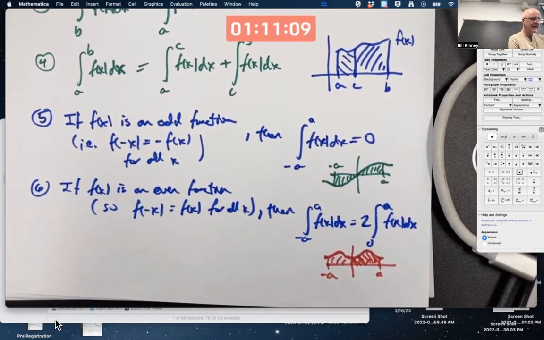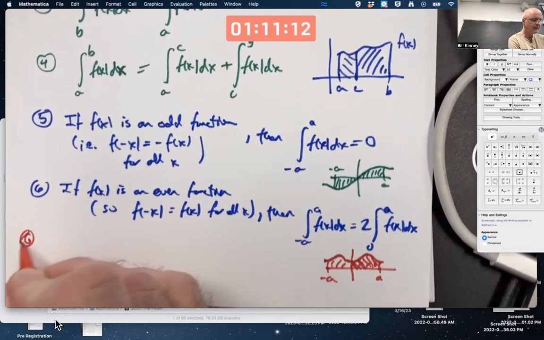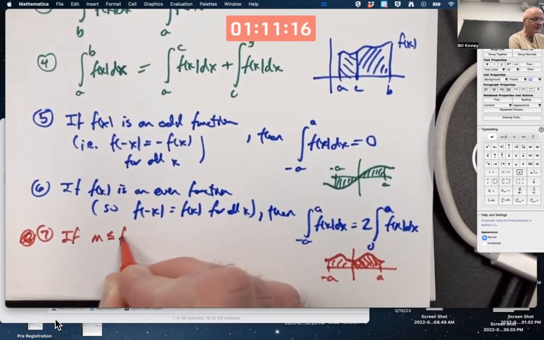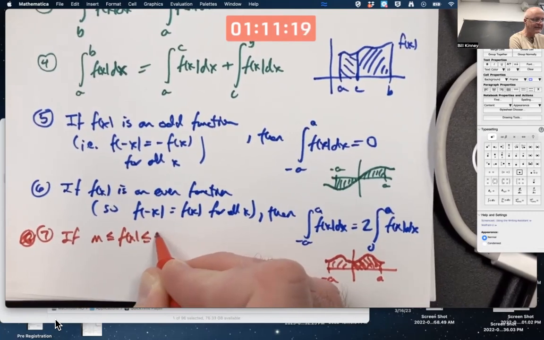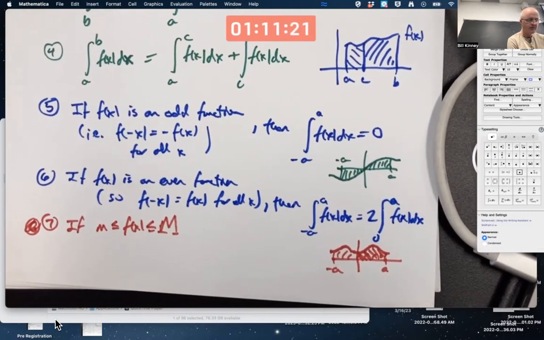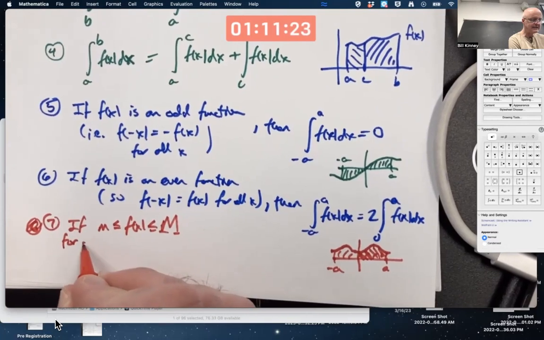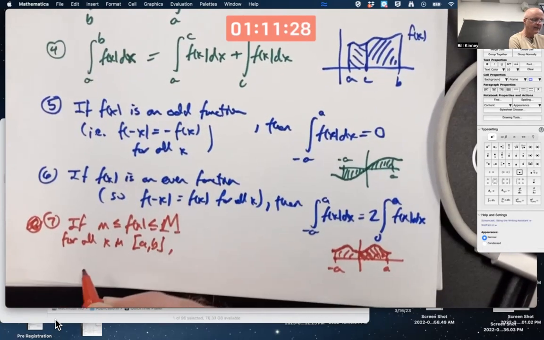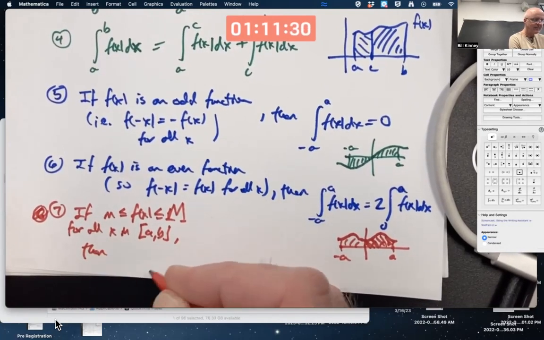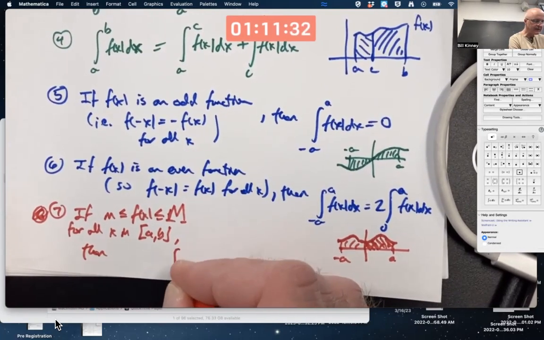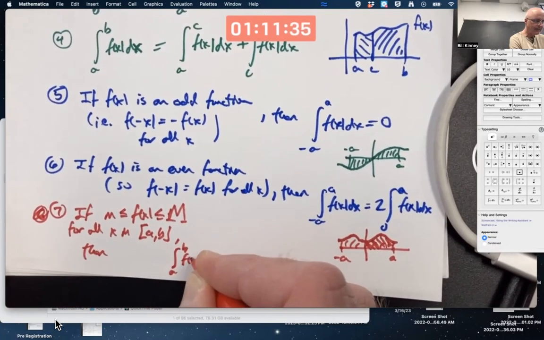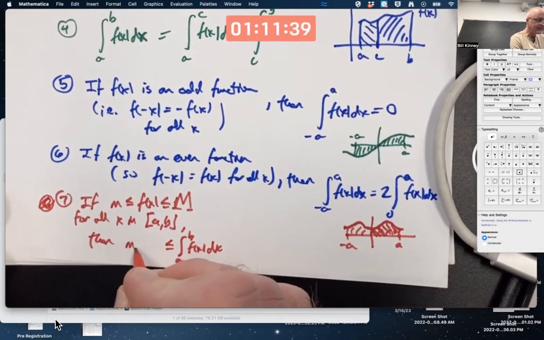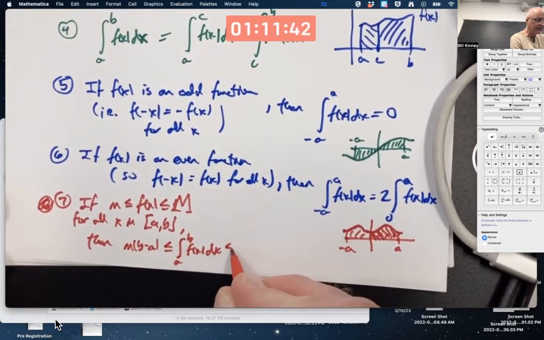Final property to mention today is number 7. Say you've got a function that's between two values, call them little m and capital M, for all x in the closed interval from a to b. The conclusion is then, even if you can't figure out what the integral is, you can say it's between two numbers. You can say it's between little m times b minus a and capital M times b minus a.